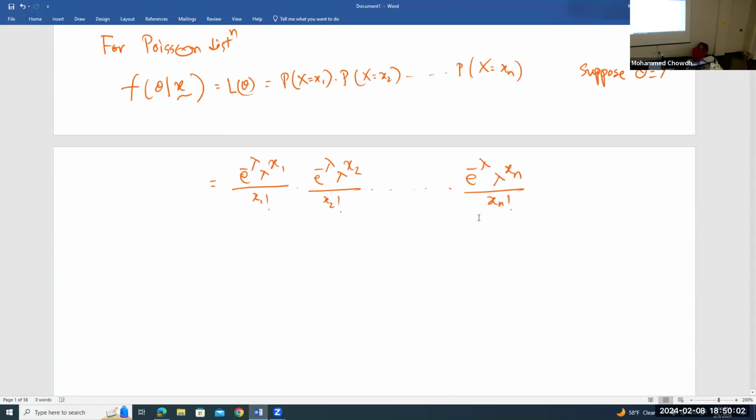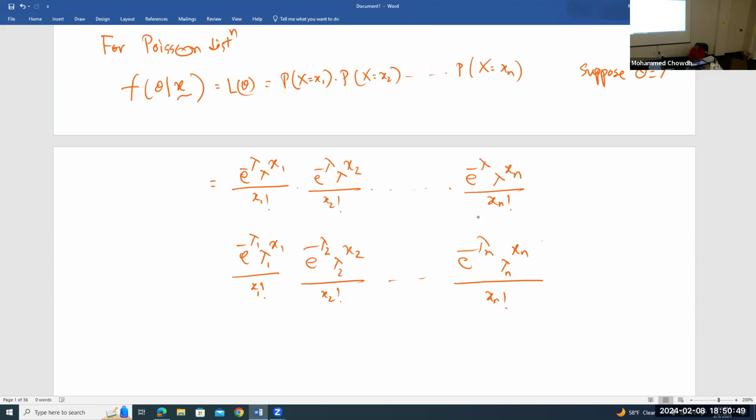And identically means what? Each distribution from x1 is coming, which has a rate lambda, x2 is coming, which also has a rate lambda. Xn is coming from a distribution which also has a rate lambda. On the other hand, if your distributions look like this, e to the power minus lambda 1, lambda 1 to the power x1 divided by factorial x1, e to the power minus lambda 2, lambda 2 to the power x2 divided by x2 factorial, e to the power minus lambda n, lambda n to the power xn divided by factorial xn. Then in this case, it is independently but not identically. Understand?